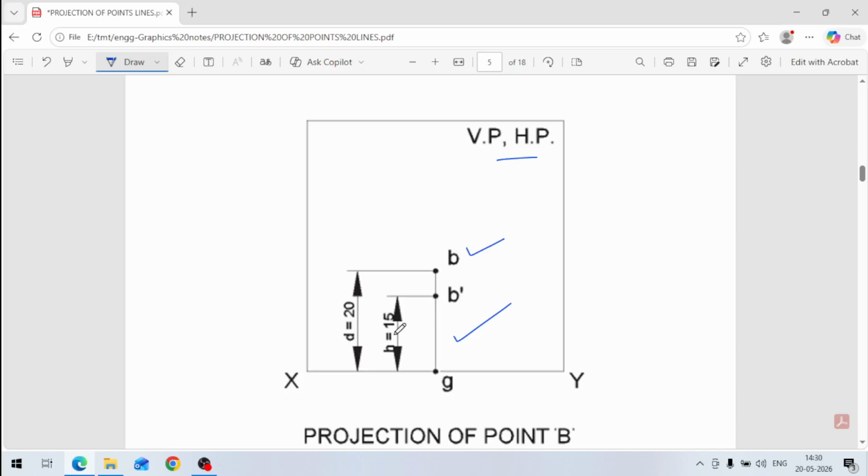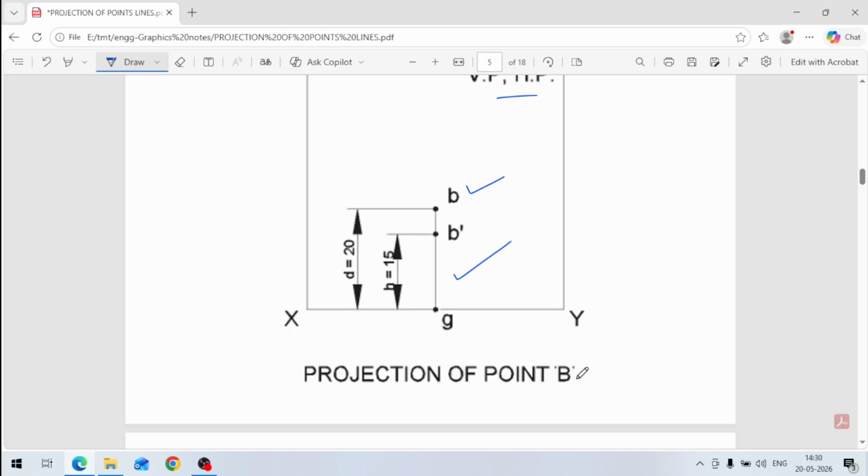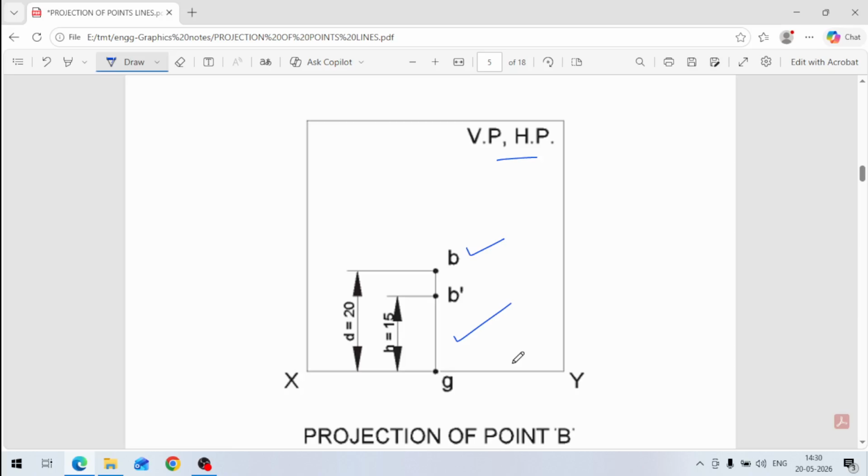One is at this distance 15 mm, other is at 20 mm. So these are the projections of the point B in the second quadrant. Generally, why do we use only first and third quadrant, first angle and third angle projection? This is the only reason, because the projections overlap each other. So it becomes difficult to recognize the positions. That's why we generally don't use second and fourth quadrant. But anyhow, these are the projections of the point in the second quadrant.